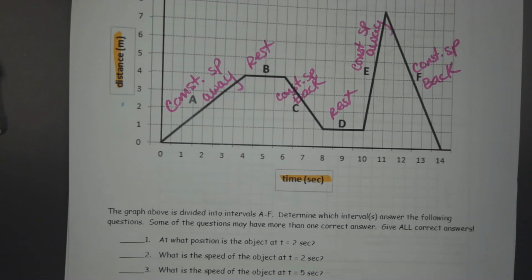Some stuff down. I've got some questions to answer. Question number 1. What position is the object at T2? Well, T2 means time, and 2 is the second. So at T2, it's asking me, what position, what location, what distance is it located at?